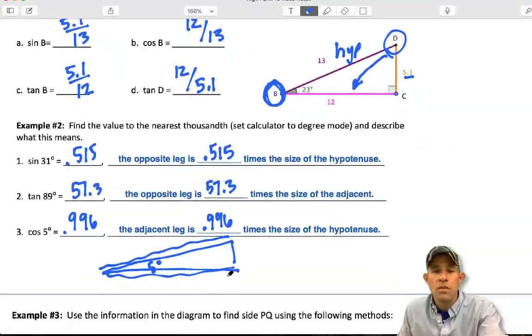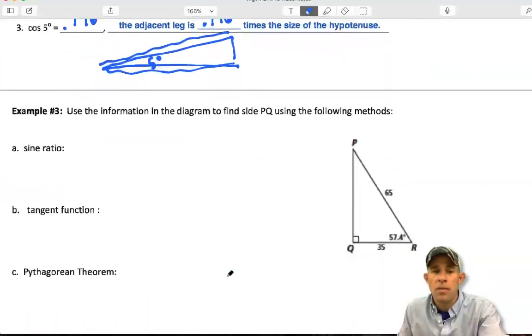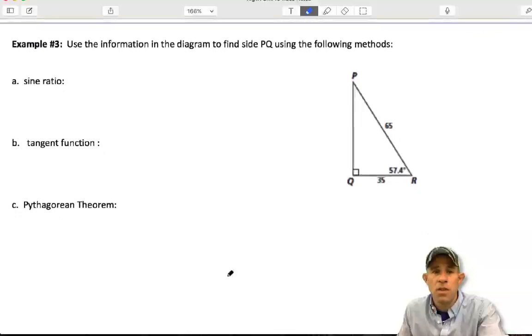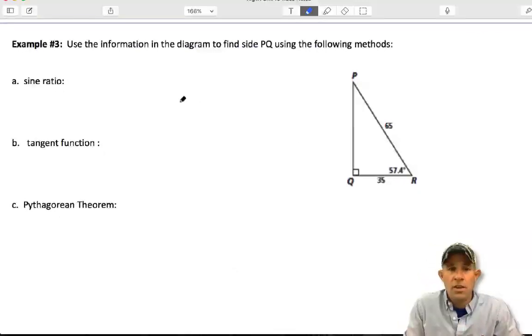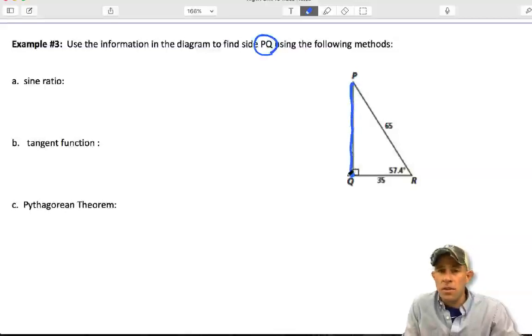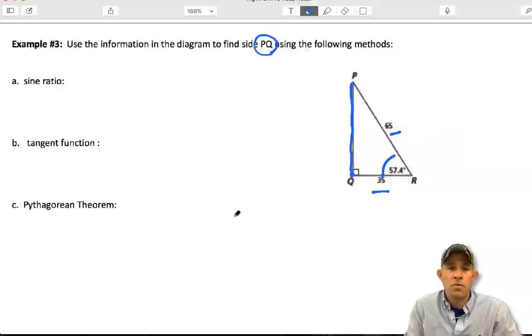Now, we can use these facts here to help us solve some problems. So let's jump into a few more examples, keeping your calculator handy. We want to use the information in the diagram to find the measure of side PQ. So I'm going to highlight PQ here. Notice that this is a right triangle. We're given two sides, QR, and the hypotenuse here of 65, and this angle measure of 57.4.